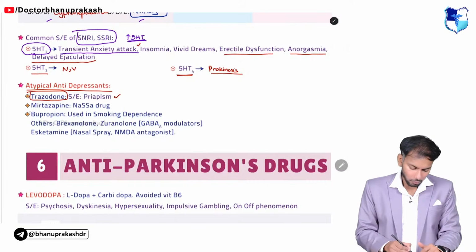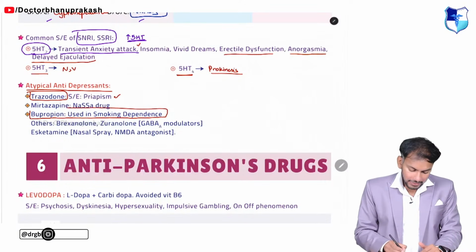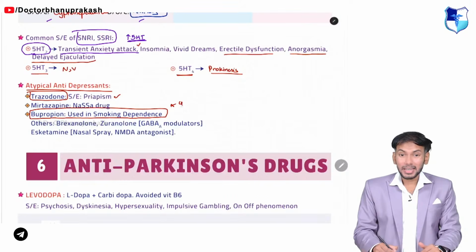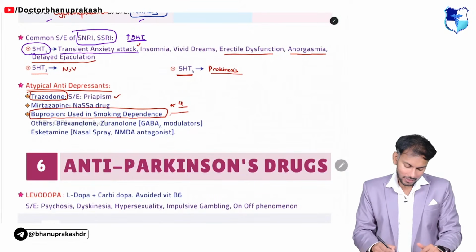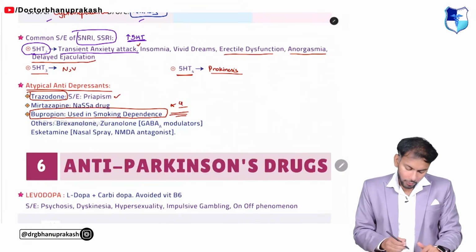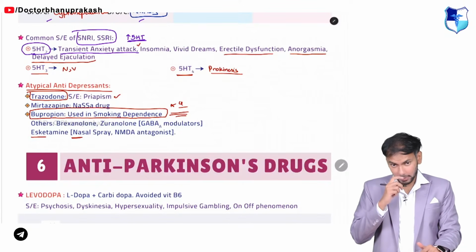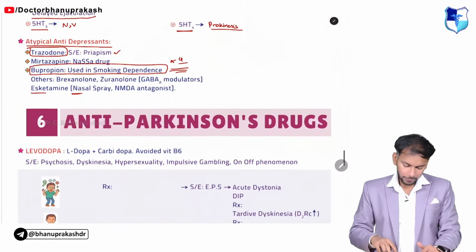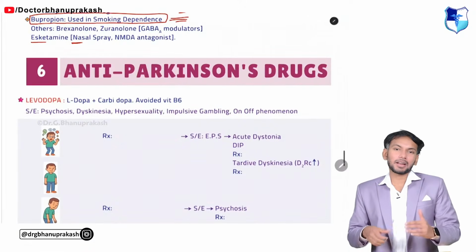It causes priapism. What I want you to remember is bupropion. It is an atypical antidepressant, but it can be used in smoking dependence. This is a very, very important thing. Now, we have something known as esketamine. This can be used as a nasal spray in depression. Okay. Now, coming to the anti-Parkinson drugs.